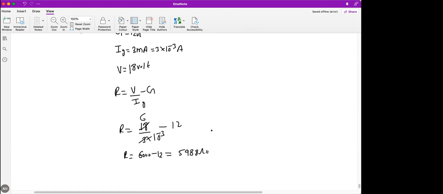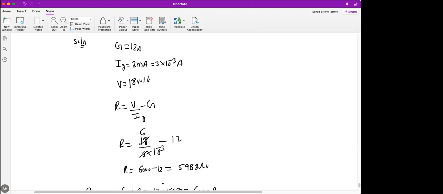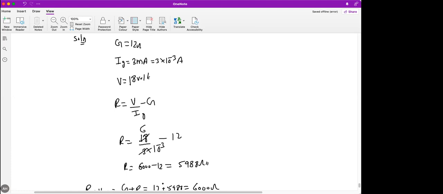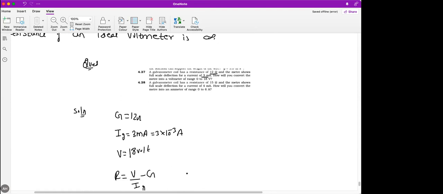Note it down. If he asks you to calculate the resistance of the voltmeter, then that is simply G plus R. G is 12, R is 5988. Although he is not asking about this, if someone asks you to calculate the resistance of the voltmeter, just add them. Do 4.28 now.